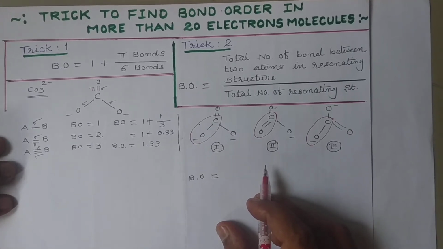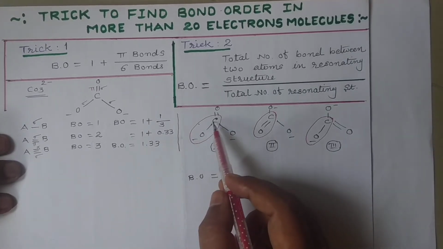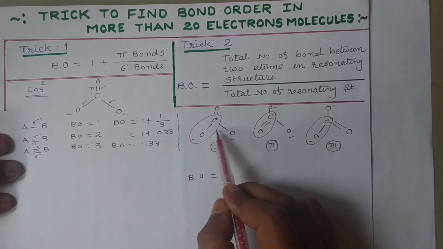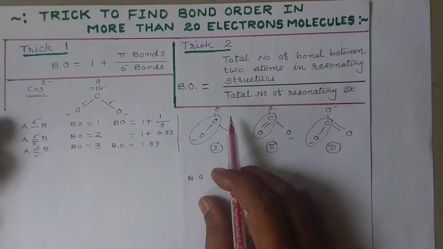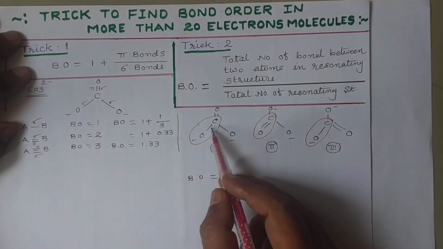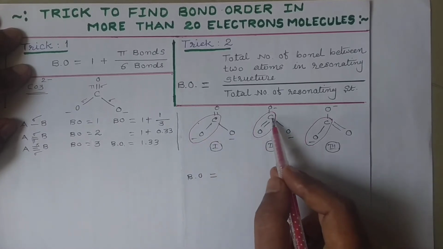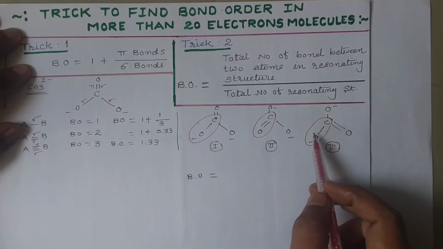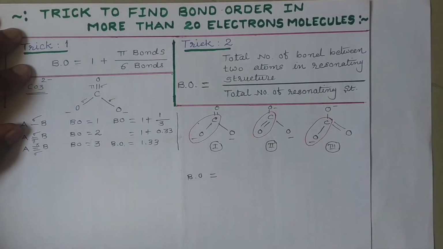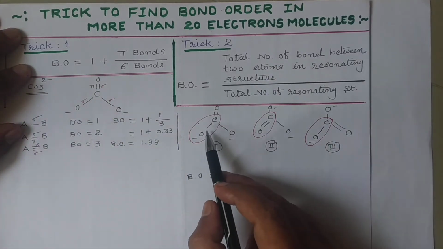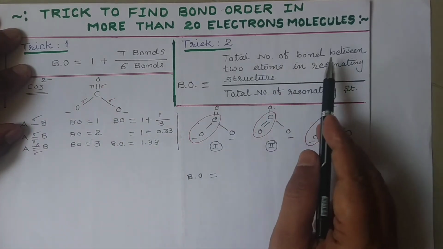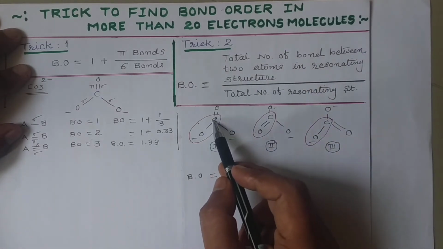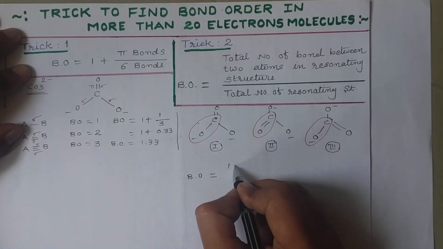Here one point is very important: we can choose any two atoms, but in all three resonating structures we have to choose the same two atoms. So in the first resonating structure this carbon and oxygen, in the second also the same carbon and oxygen, in the third also the same carbon and oxygen. Now we will calculate the bond order. Here we have to find the total number of bonds between two atoms in the resonating structures. If we observe the first structure, the bond between carbon and oxygen is 1, so 1 plus.